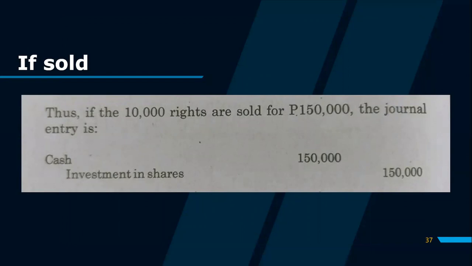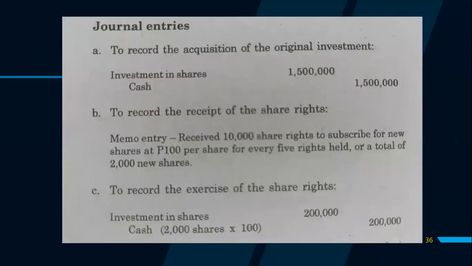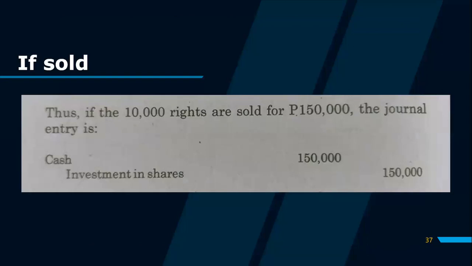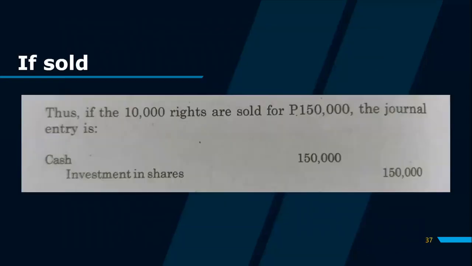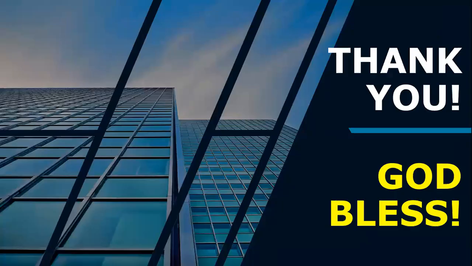If it is sold for 150,000, the journal entry is cash 150 and investment in shares. So you reduce your investment in shares, you credit it, because it is accounted for separately. So that's it. Thank you.